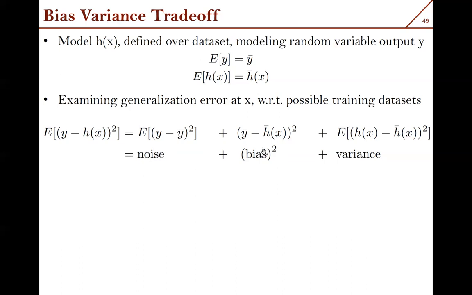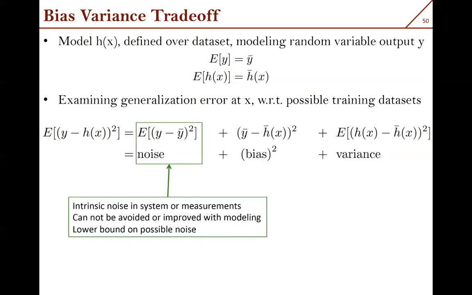So what do we do in the actual optimization of this machine learning technique? We want to go for the minimum possible bias. So there is a kind of trade-off between bias and variance. And the intrinsic noise in the system, we cannot avoid that. We cannot improve it with a machine learning technique.